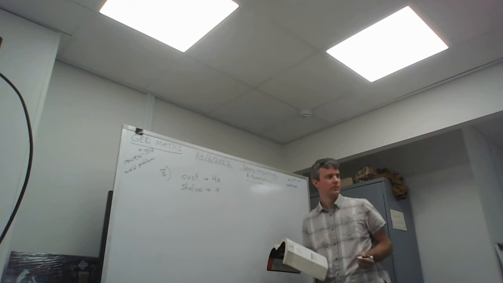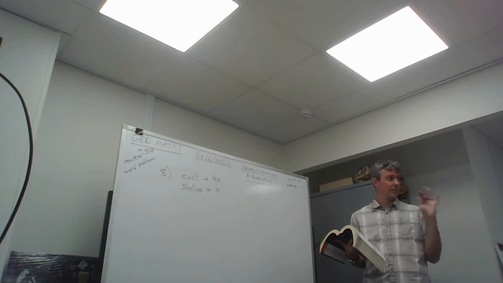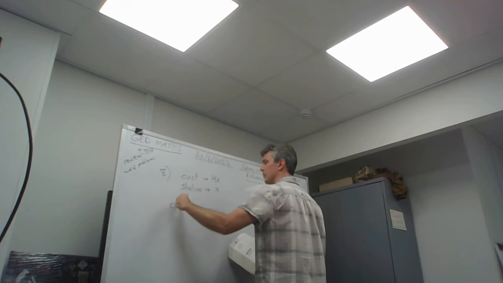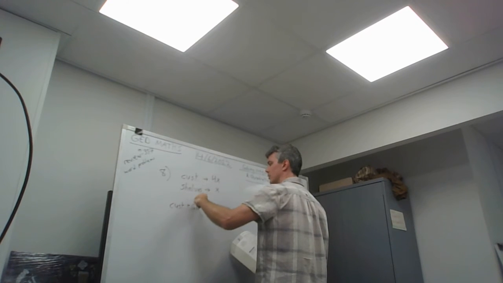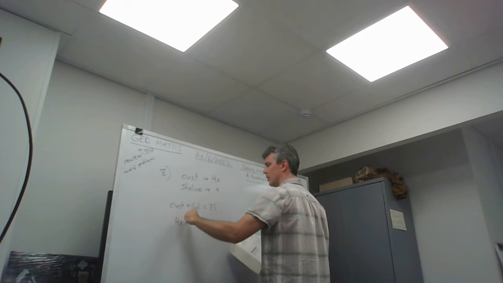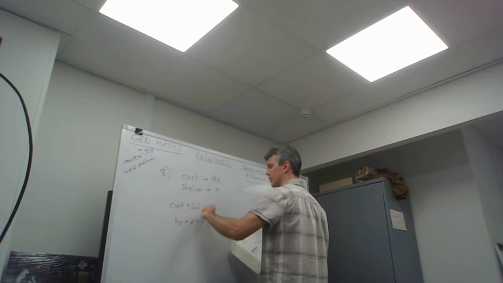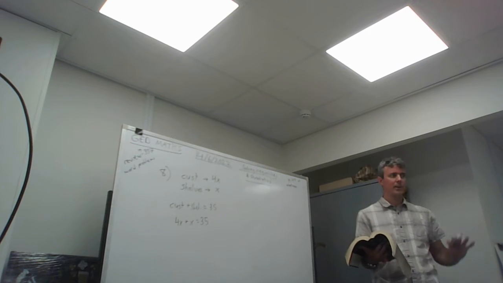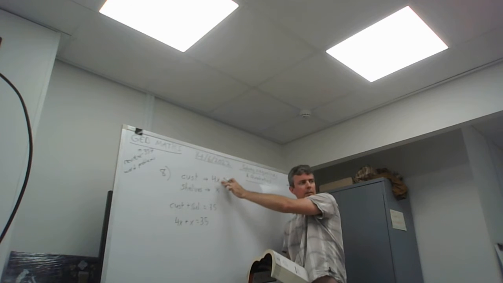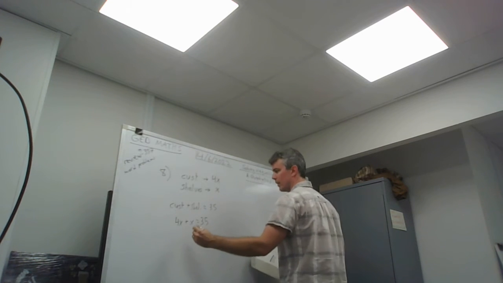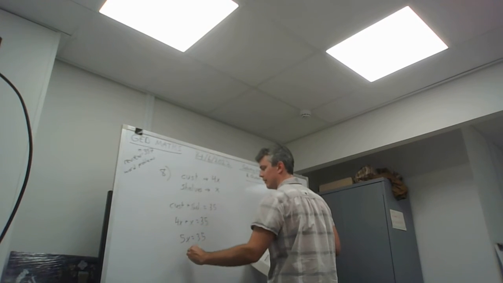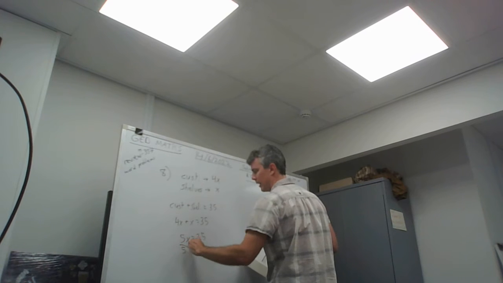Alright, same kind of problem. Now the total is 35. So customers plus shelves equals 35. So we do 4X plus X equals 35. You see that? It's the same kind of pattern. This one is the simple one, this one is modifying it, and we solve it. So this becomes 5X equals 35, X equals 7. That's right.